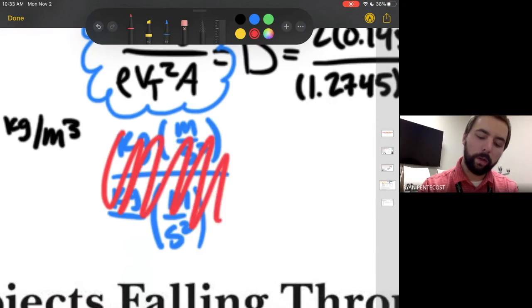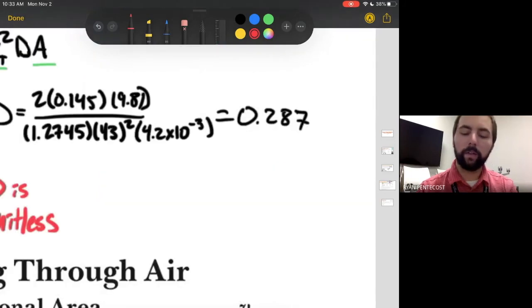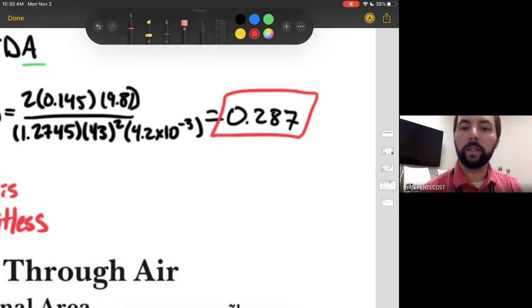So D is unitless. It is a constant that really sums up the relationship and the scenarios between the object and the air and the environment and how it's all interacting. So that is our answer, 0.287, given the data that we have here. That is the drag coefficient of a baseball.